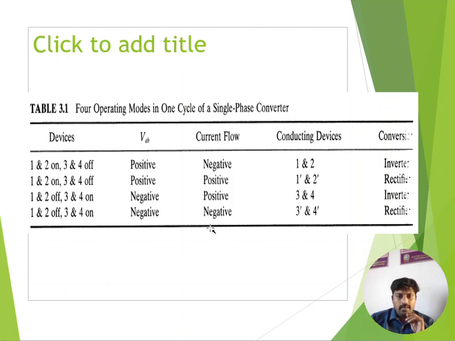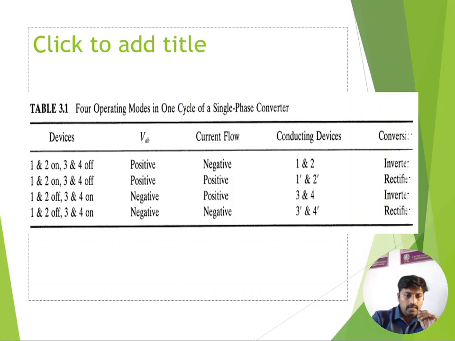Same thing, current flow is positive through conducting devices 1 dash 2 dash. This is rectifier action. Once 1 and 2 are off and 3 and 4 are on, VAB is negative and current flow is positive. That means the conducting devices are 3 and 4. This is inverter action. Instead of 3 and 4, 3 dash 4 dash is active. Both VAB and current flow are negative, and automatically it comes into rectifier action. We can represent the above 4 operation modes in one cycle in a tabular form. This is the single phase converter operation in tabular form.